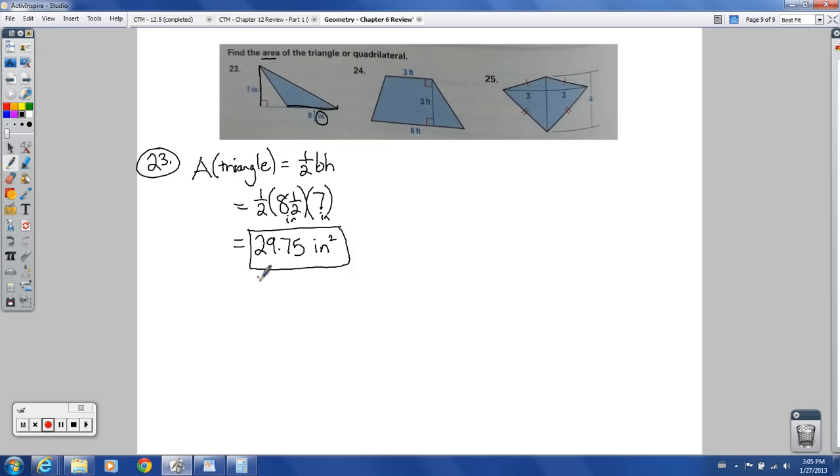And that's the same thing. The book gives 29 3/4. That's the same thing. So you could give either one of these answers.